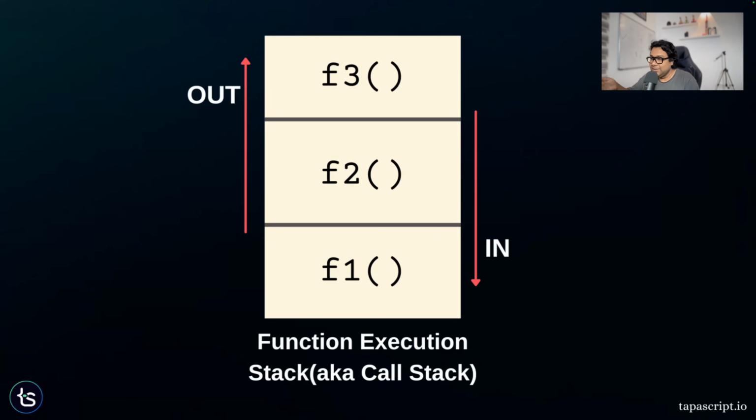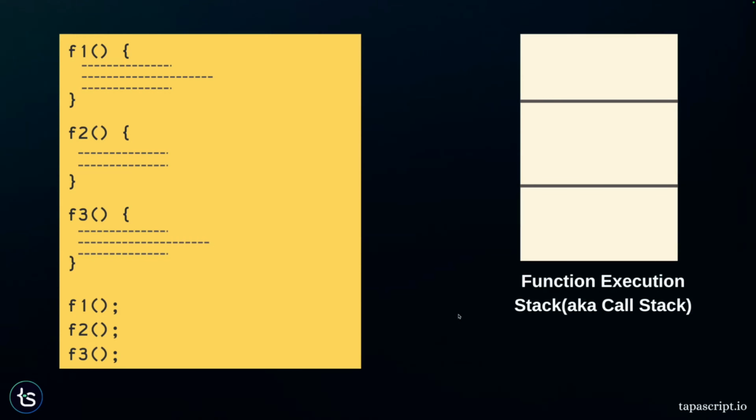Once execution is done, it takes out of the stack. Very, very simple. Now let's take a quick overview of how the call stack and function execution work together with a couple of examples. You must have seen some of these examples in the earlier session, but it's good to recap again because we're talking about the event loop and this is important.